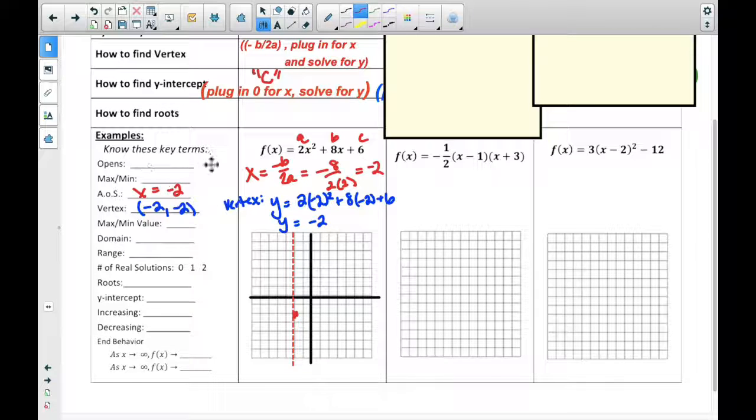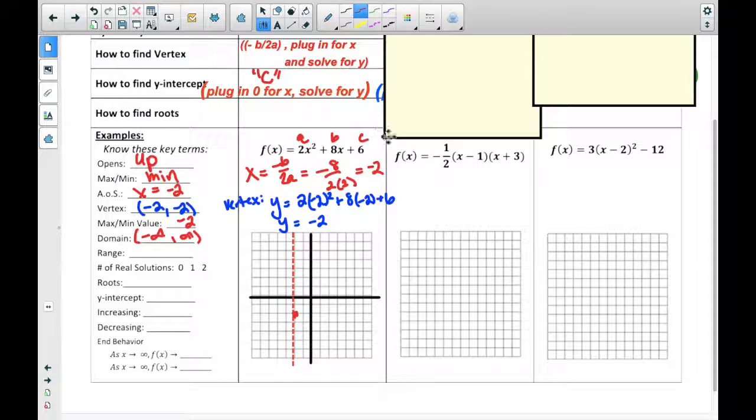I'm going to pay attention to some other things here. Because it is positive, it opens up. If it opens up, that means it has a minimum point. The minimum or maximum value is the y value only, which in this case is negative 2. The domain is always negative infinity to positive infinity. Now, I'm going to hold off on the rest of it until I can get some more points here.